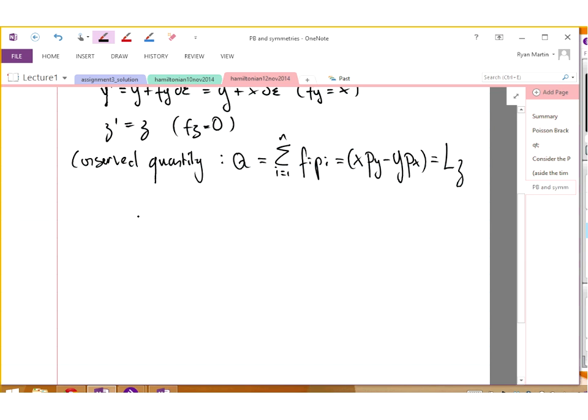Now consider this. Consider the Poisson bracket of x and Lz.